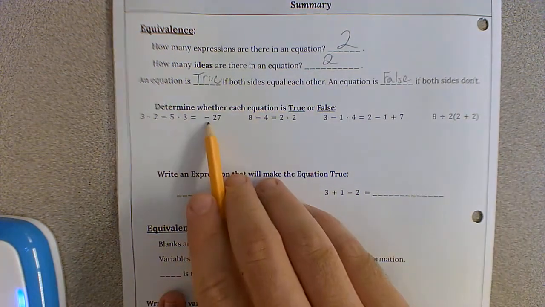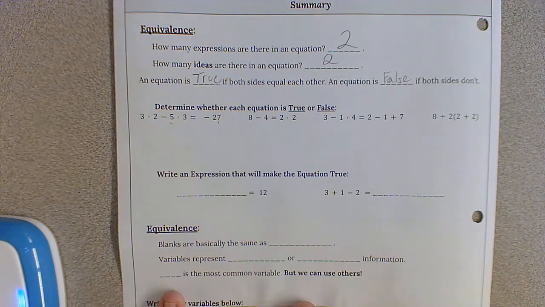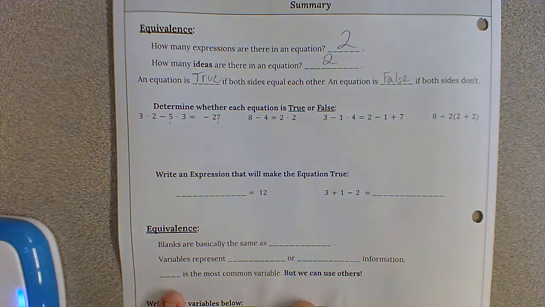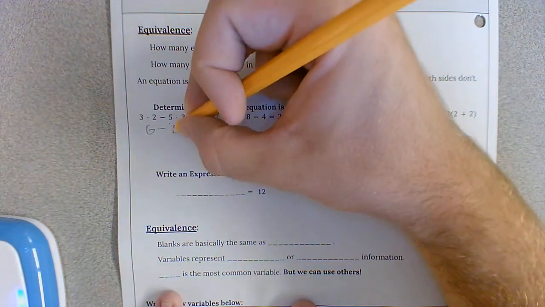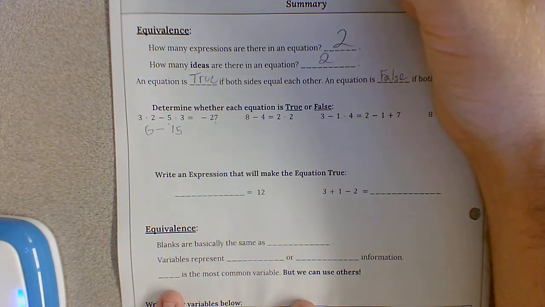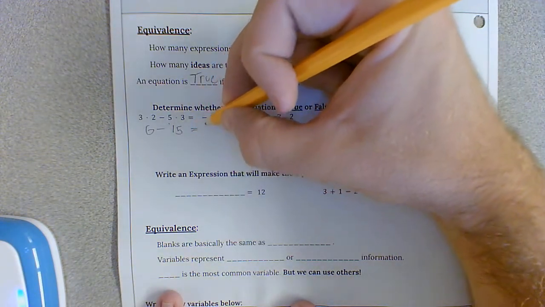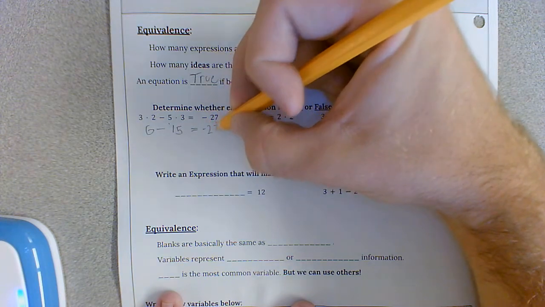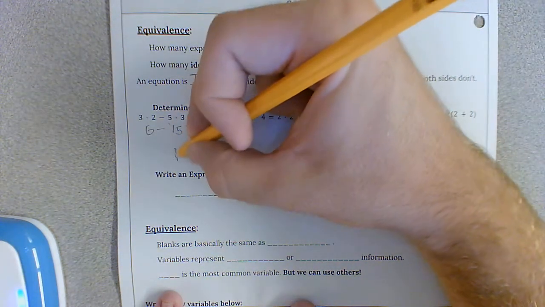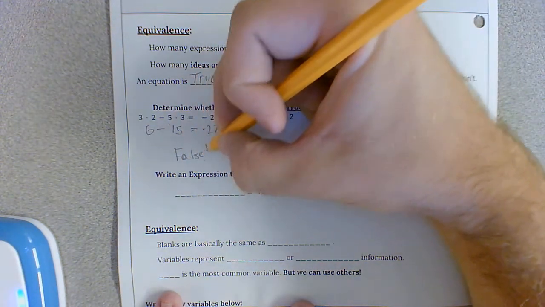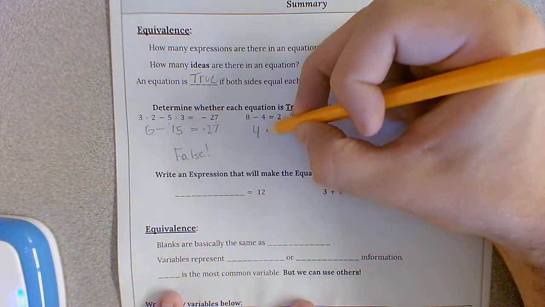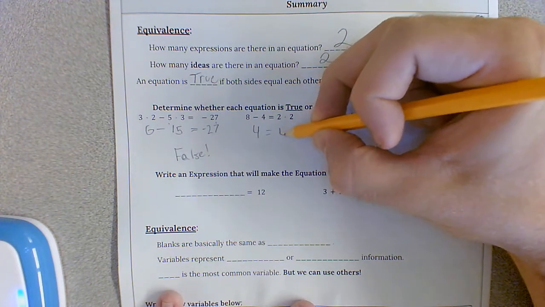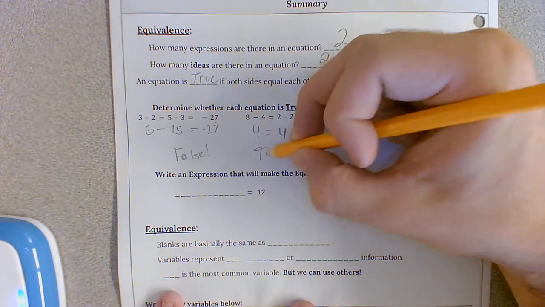Okay, well, if this equals 27, it's true. So, I'm going to do my simplification. I do 6 minus 15. That's definitely not going to equal 27. Negative 27. So, this is going to be false. 8 minus 4, that'll give me 4. This is 2 times 2, also gives me 4. This guy is true.